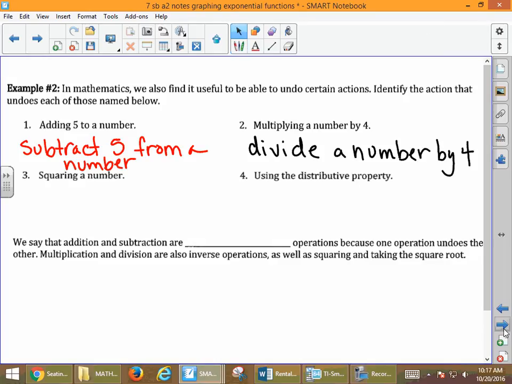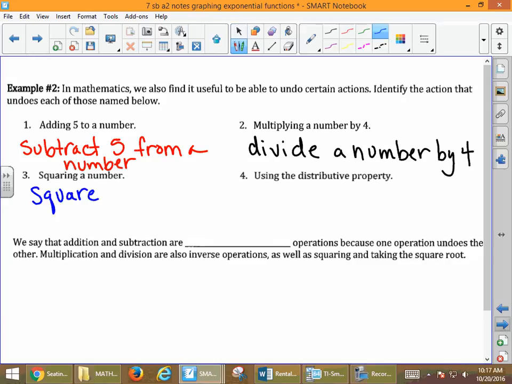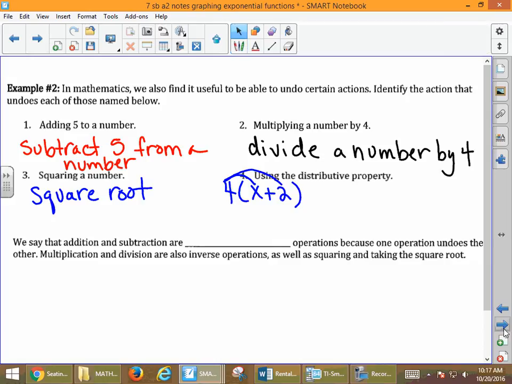Maybe a little bit tougher one here. Squaring a number. What undoes squaring? Oh, you knew it. Excellent. Square root. And then the distributive property. It might look like 4 times x plus 2. And remember, with the distributive property, we would multiply the 4 by that. So what undoes that? Well, we would have to factor.